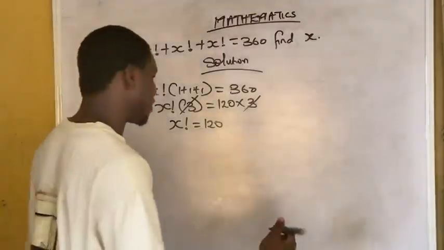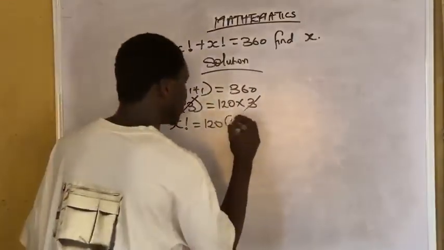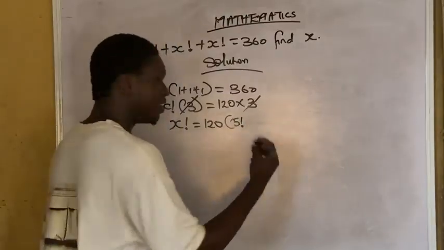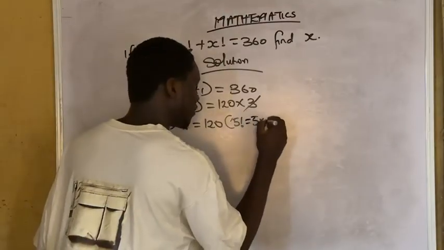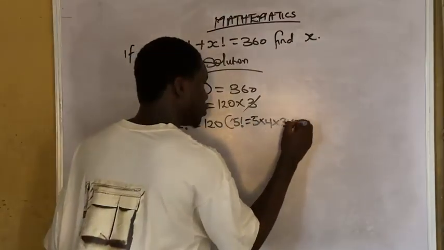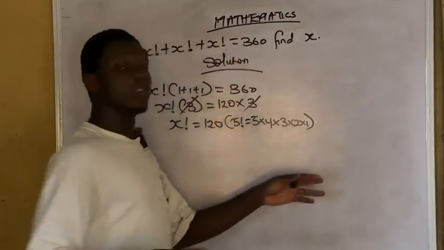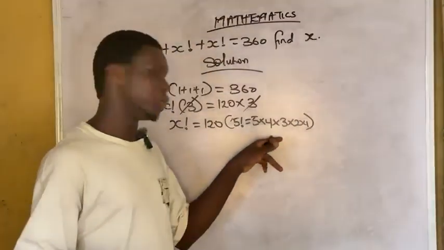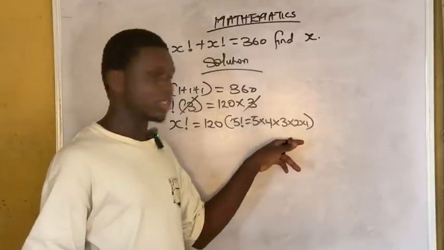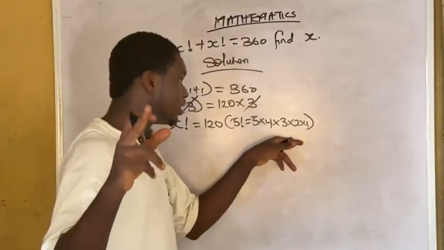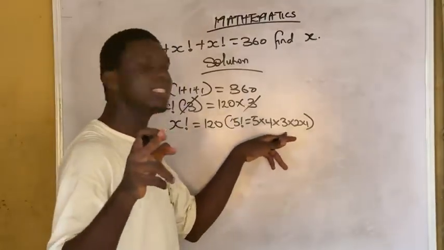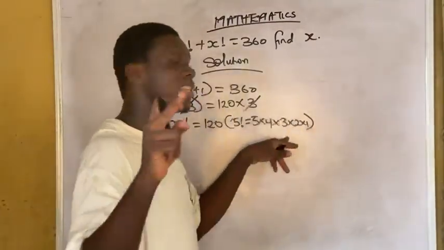120 is 5 factorial. Reason is because 5 factorial is equal to 5 times 4 times 3 times 2 times 1. Backward multiplication. 5 times 4, 20. 20 times 3 is what? 60. 60 times 2 is 120.